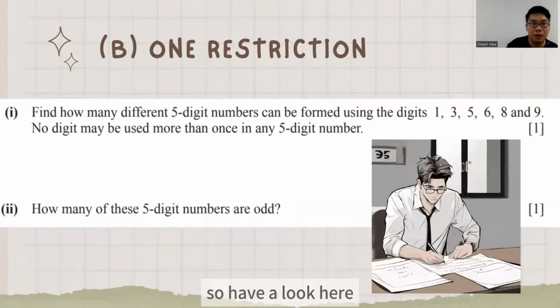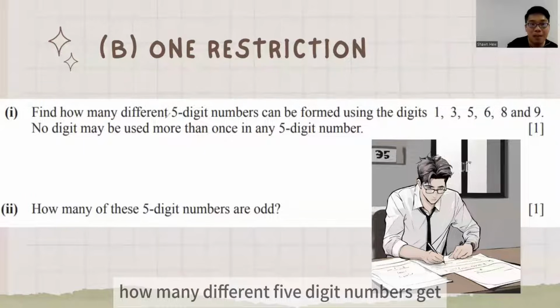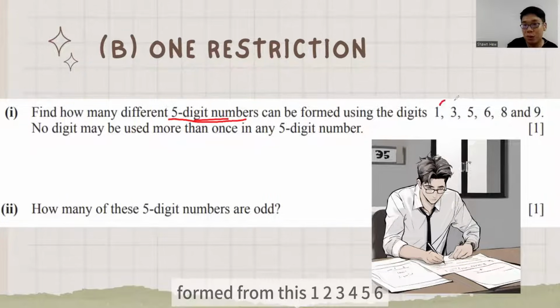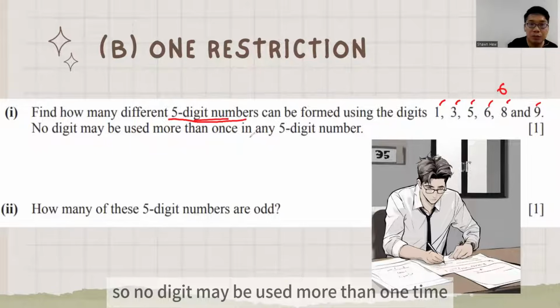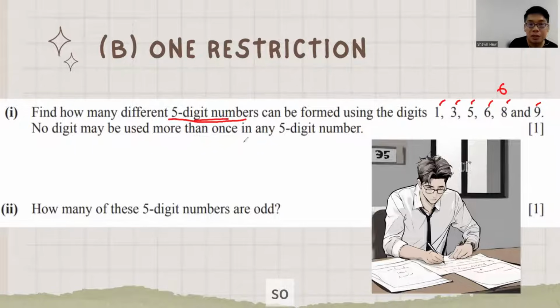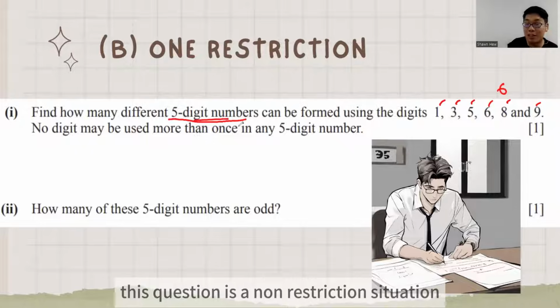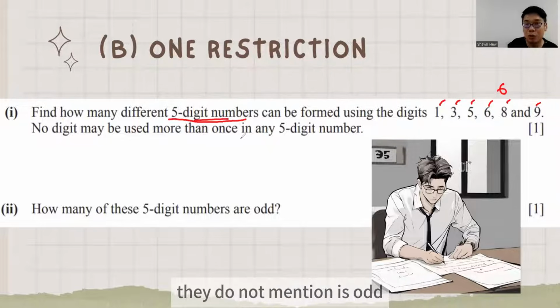So have a look here. The question says, how many different 5-digit numbers can come from this? 1, 2, 3, 4, 5, 6. You have 6 numbers that you can choose from. So no digit may be used more than one time. This question we did before, this is a non-restriction situation. They do not mention it's odd or even or greater than anything.